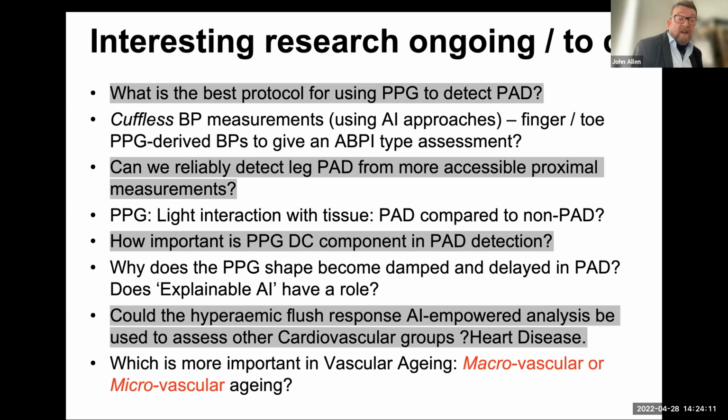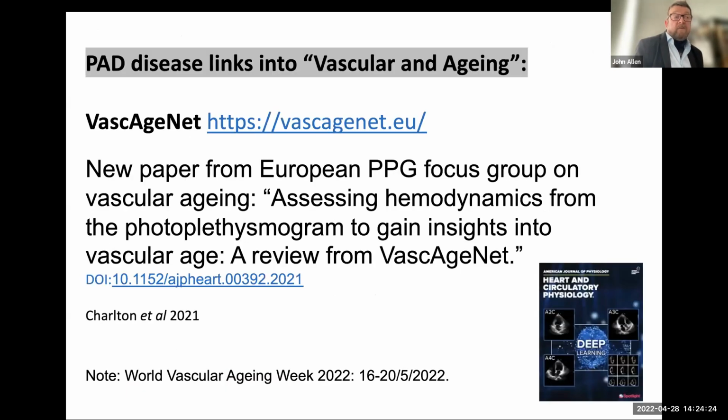And a question here is, which is more important? Well, vascular aging is important, but is it the big vessels or the small vessels that are more important for cardiovascular or vascular aging? That's a nice, interesting question. And that brings me on to PAD, because it's age dependent, and it does link into vascular aging. And then, from Peter's significant involvement and leadership in the Vascular Age Network here, I joined this group about a year ago, and a paper has come out from this.